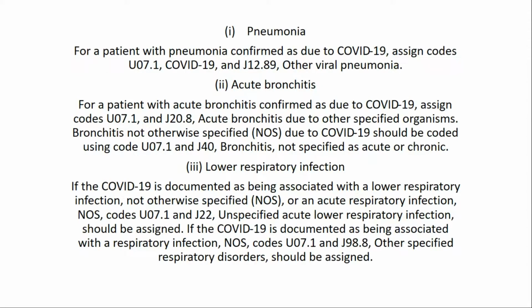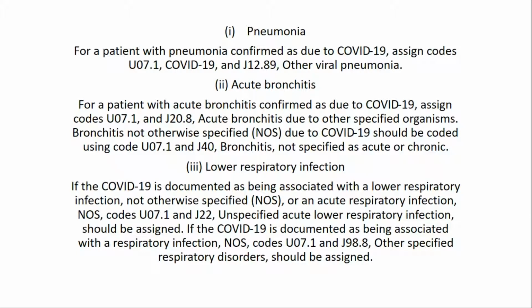First is pneumonia. For the patient with pneumonia confirmed due to COVID-19, you have to assign code U07.1 as principal diagnosis for COVID-19 and J12.89 as other viral pneumonia. For acute bronchitis confirmed due to COVID-19, assign code U07.1 as principal diagnosis and J20.8 as additional diagnosis. Bronchitis not otherwise specified due to COVID-19 should be coded using code U07.1 and J40.